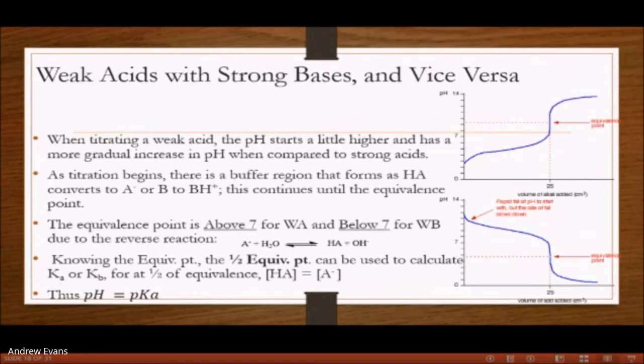If it's strong, who knows? It could be anything. It could be HI, it could be HCl, it could be HBr, it could be HNO3. There are other ways to figure it out, but titration-wise, we cannot tell.